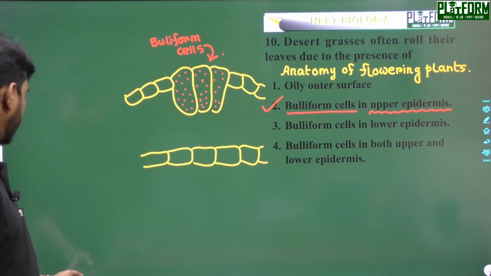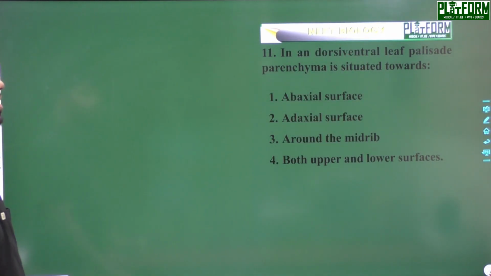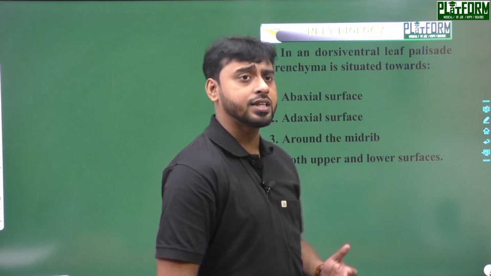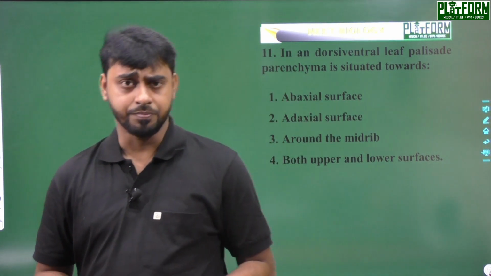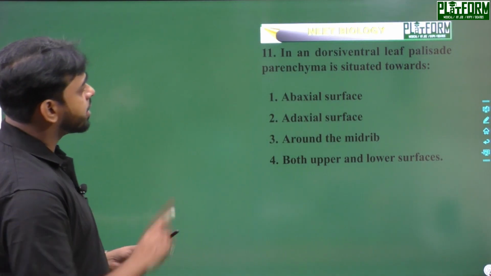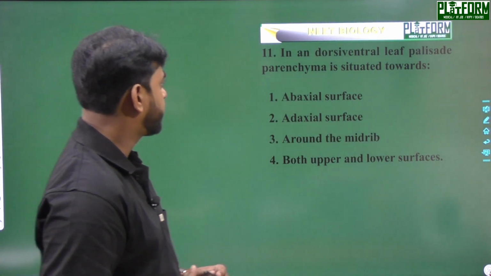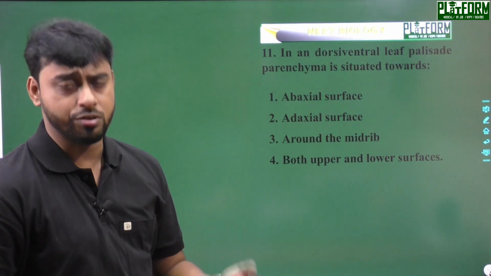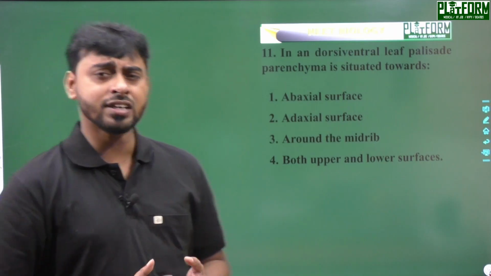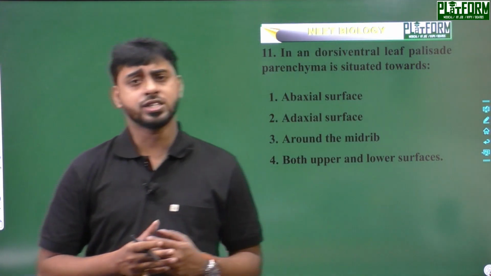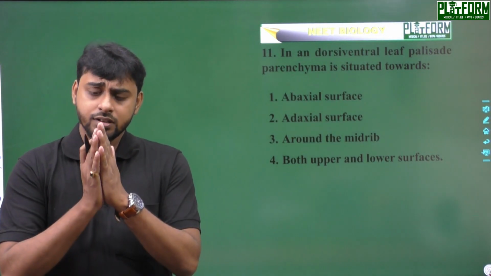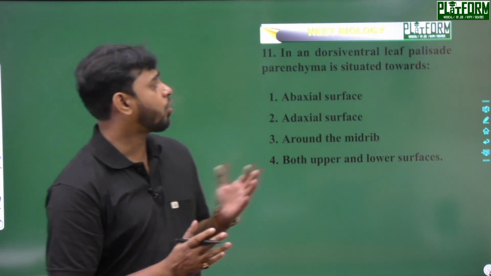Now move on to our next question. This is also coming from the same chapter, the anatomy of the flowering plant. It is written: in dorsiventral leaves, palisade parenchyma is situated towards. As I discussed in our previous question, what is an isobilateral leaf? Similarly, what do you mean by the dorsiventral leaf?